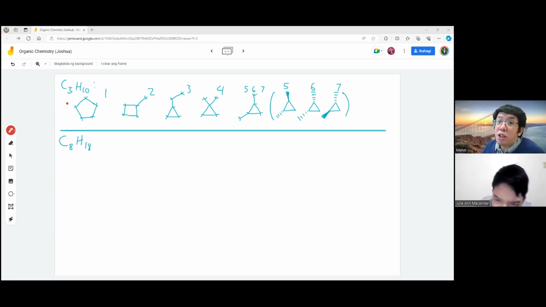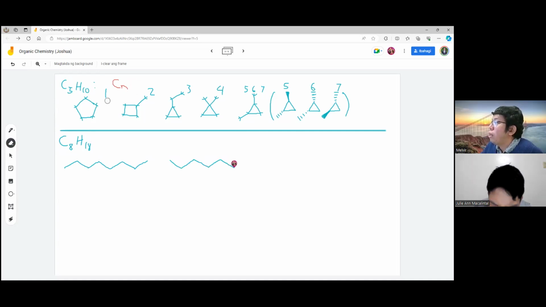Kay C5H10, ang strategy dito, Josh, is if you have a formula, you try to analyze first which functional groups you can draw. Since this one is C5H10, we can clearly see this is CnH2n, right? So pwedeng alkene ito, isang double bond lang, so that it will become CnH2n, or cyclic, cycloalkane. So, correct. One yan, automatic cyclopentane.